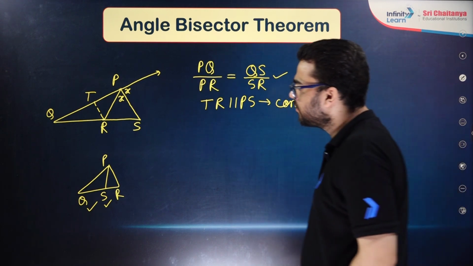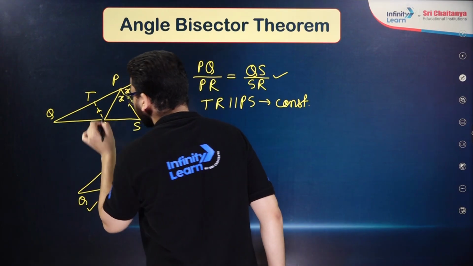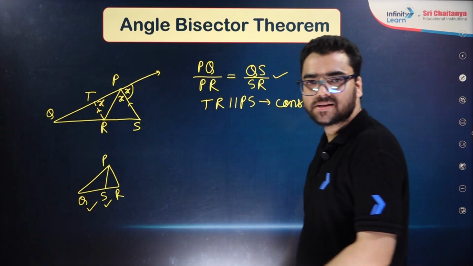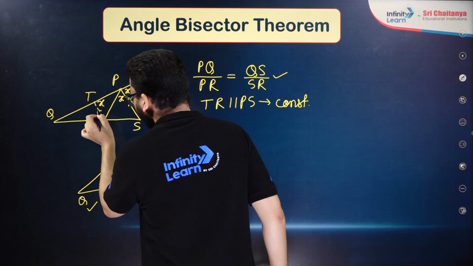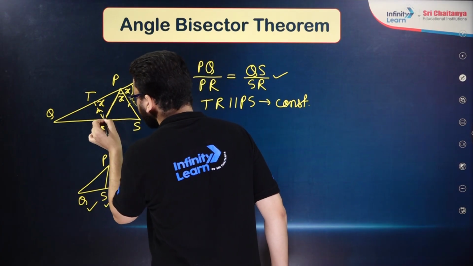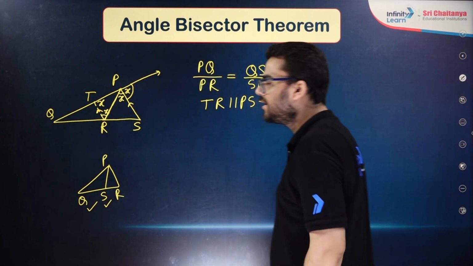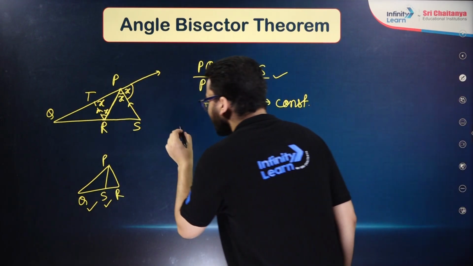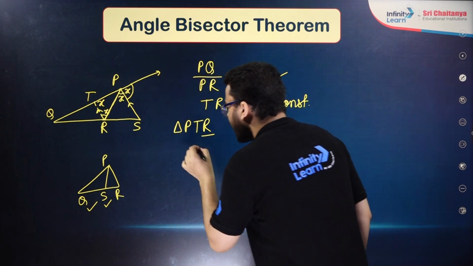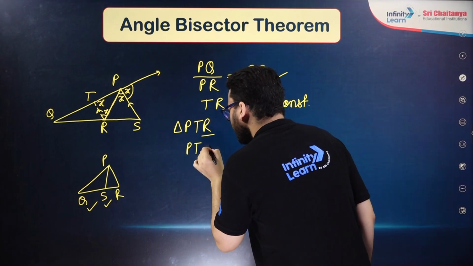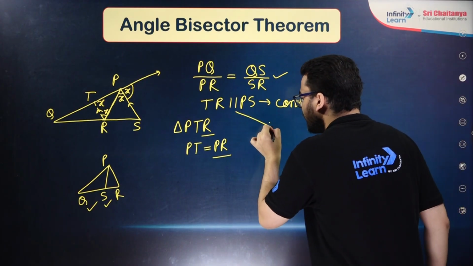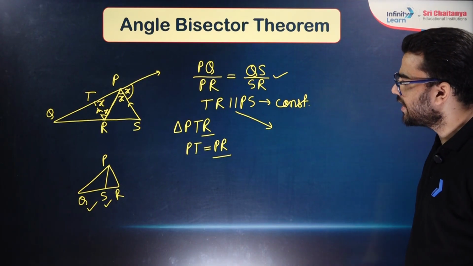Right? Now you see over here, if this is parallel to this, what does it mean? If this is angle x, this is also angle x, corresponding angles. Similarly, if TR is parallel to PS, this becomes a transversal. If this is x, this is also x. Alternate interior angles. So can't we say in triangle PTR, that PT is equal to PR? I hope that's clear.